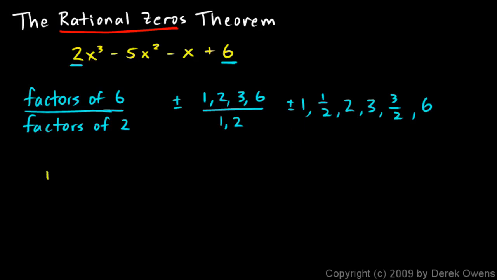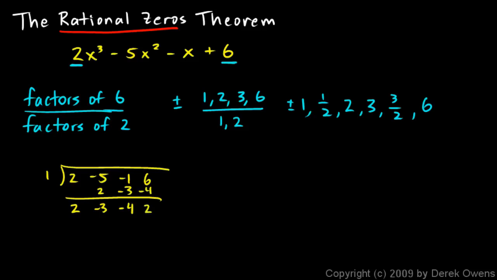Okay, so I set up the synthetic division and I write down my coefficients 2, -5, -1, 6, and let's see if this works. We're going to be seeing if x minus 1 is a factor. So bring down our 2. 2 times 1 is 2. We add, we get -3. Times 1 is -3. We add, and we get -4. -4 times 1 is -4, and we add and we get 2. So that one didn't work.